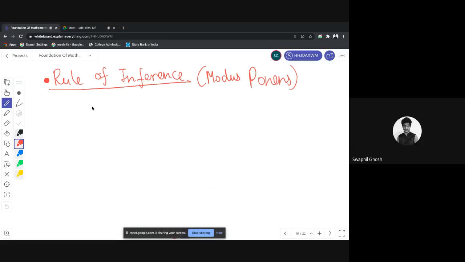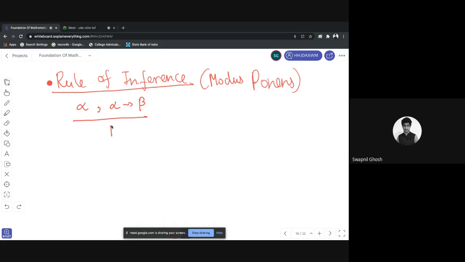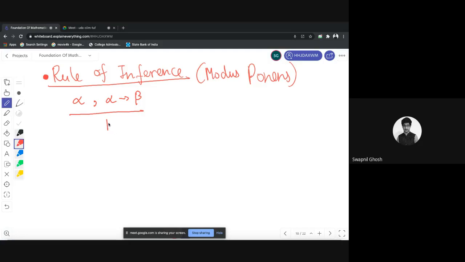So, modus ponens is a rule of inference. It basically says that from alpha and alpha implies beta, we can get beta. Intuitively it goes something like this: if we know that alpha is true and alpha implies beta is true, then beta is also true, right?